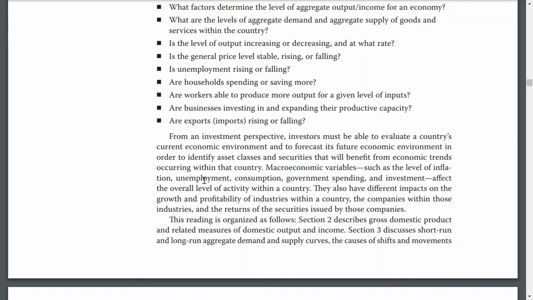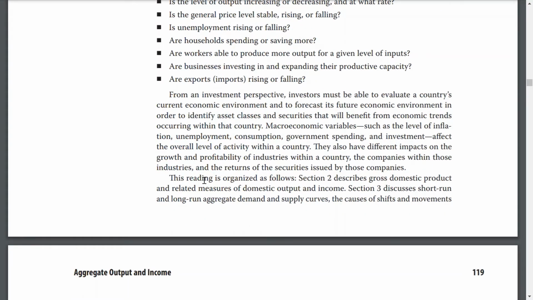From an investment perspective, investors must be able to evaluate the country's current economic environment and forecast its future economic environment in order to identify asset classes and securities that will benefit from economic trends occurring within a country. Macroeconomic variables such as the level of inflation, unemployment, consumption, government spending, and investment affect the overall level of activity within a country. They also have different impacts on the growth and profitability of industries within a country, the companies within these industries, and the returns of the securities issued by these companies.